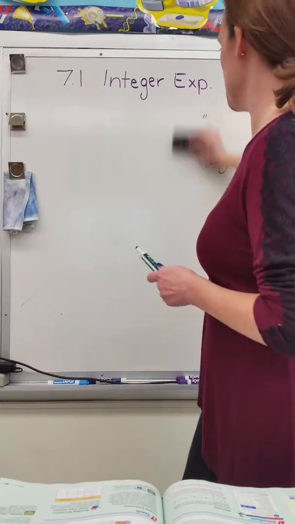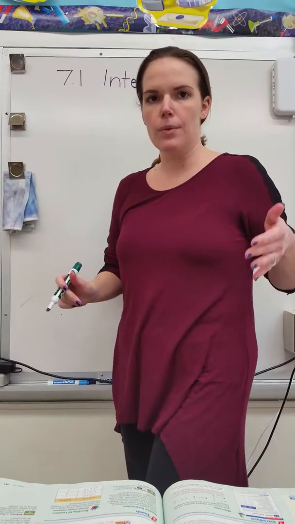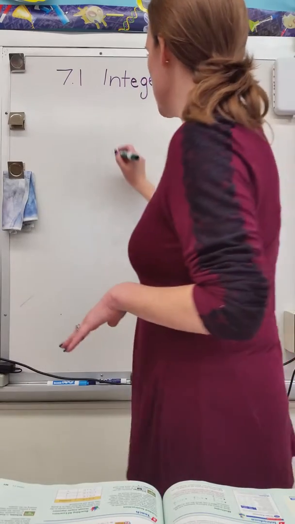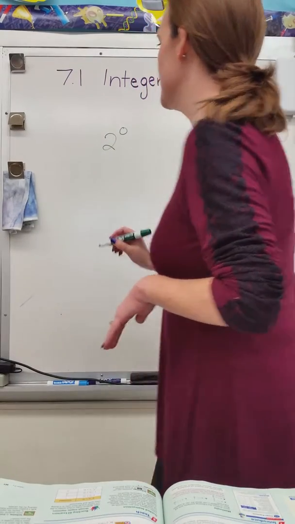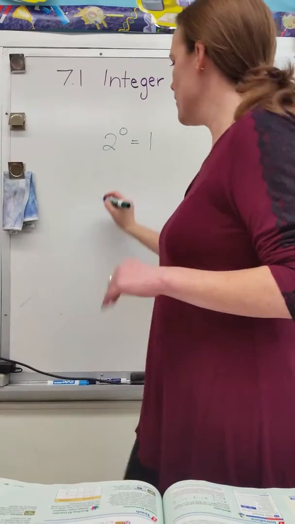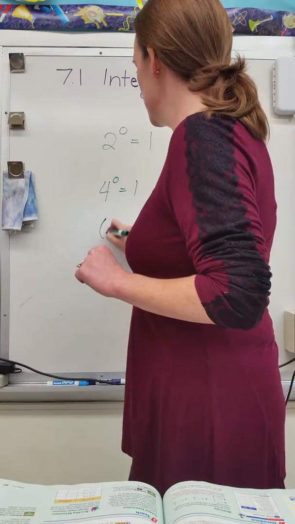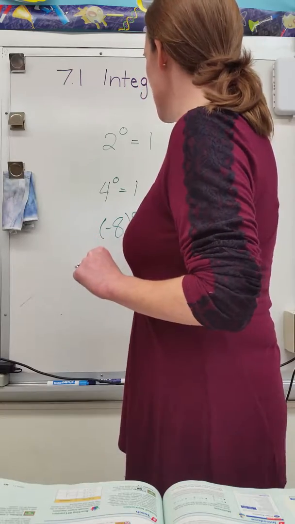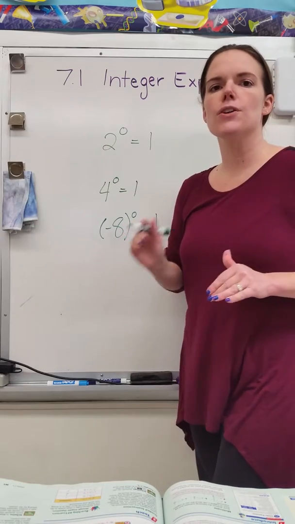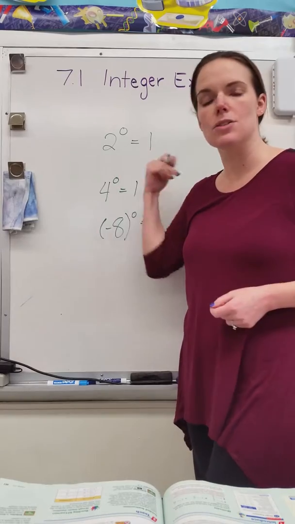When you're dealing with integer exponents, the first one they're going to introduce you to is 0. If you take any number in the world to the 0 power, so say you have 2 to the 0 power, that is going to be 1. No matter what number it is, 4 to the 0 power is 1. -8 to the 0 power is 1. Everything to the 0 power is 1. So that's the first property that you're going to learn, the 0 power property, which just says the answer is always 1.